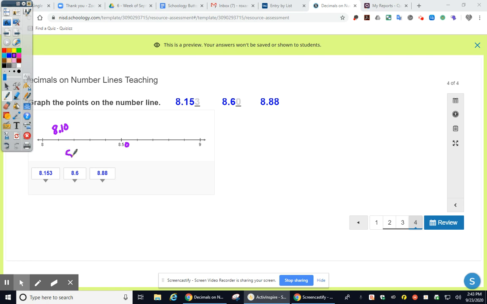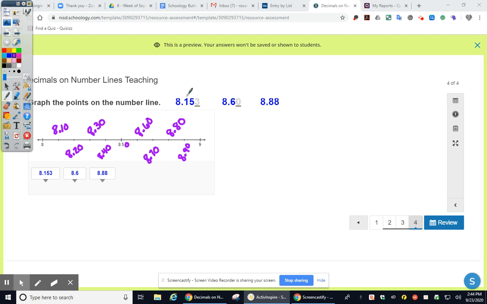Here would be $8.20, $8.30, $8.40, $8.50 is right in the middle. Here we'd have 8.6 or 8.60, 8.70, $8.80, and then $8.90 here, and then $9 at the very end. Okay, so be sure to check your whole numbers.